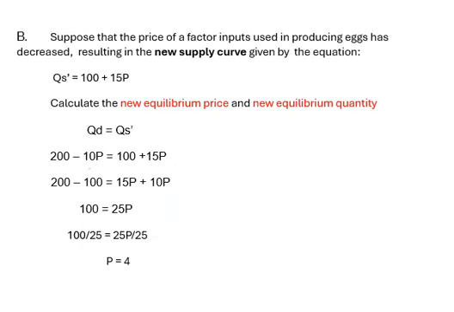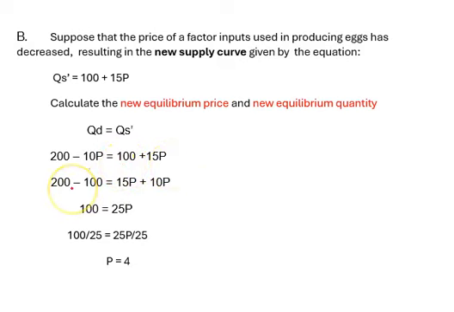What happens if the price of a factor input used in producing X decreases, resulting in a new supply curve given by QS equals 100 plus 15p? So we need to calculate the new equilibrium price and the new equilibrium quantity. We know that at equilibrium, quantity demanded equals quantity supplied. But remember that quantity demanded hasn't changed. It remains at 200 minus 10p. However, our quantity supplied has changed to 100 plus 15p.